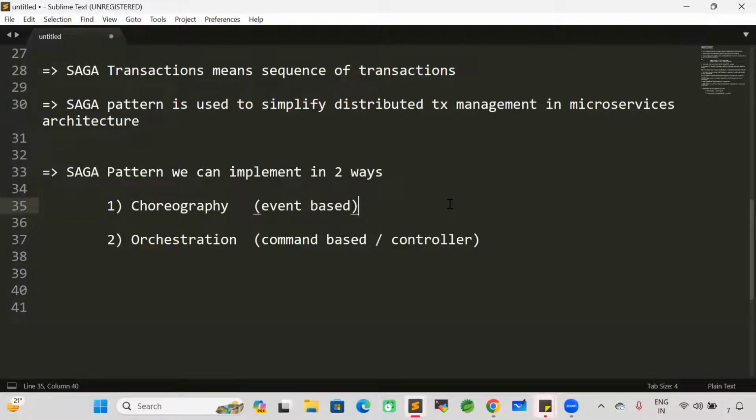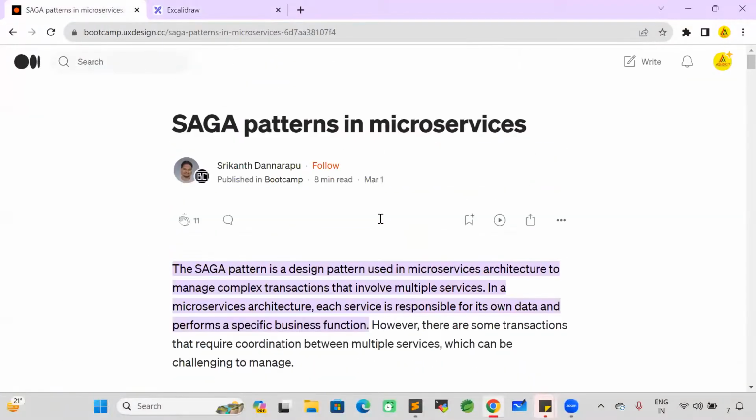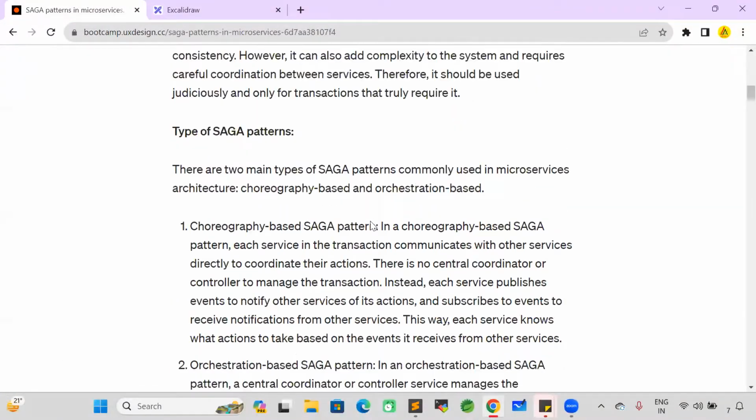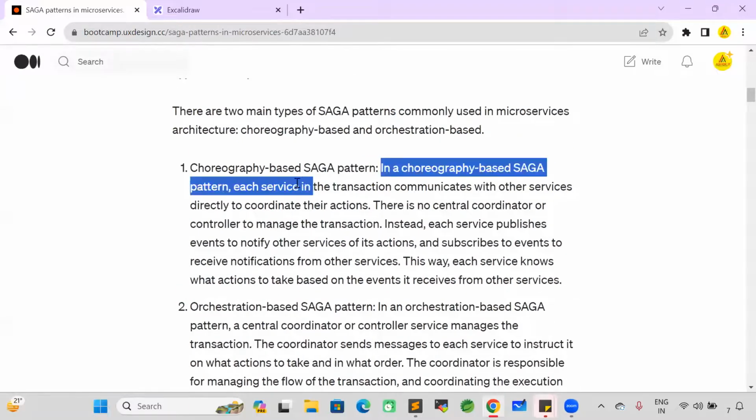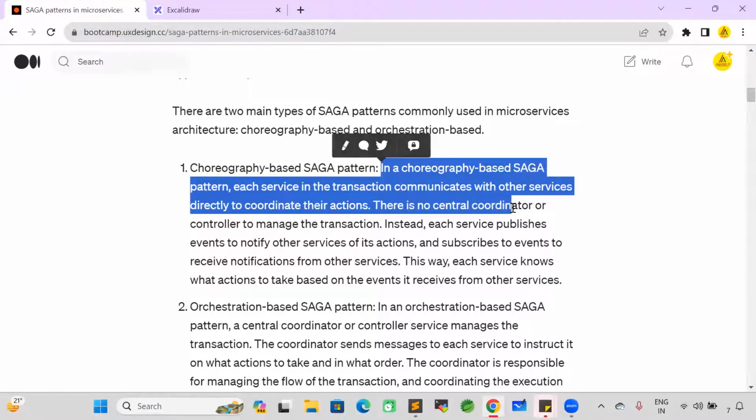When you go for the choreography SAGA pattern, as we discussed here, it will be implemented in an event-driven approach. So in this pattern, each service in the transaction communicates with the other service directly to coordinate their actions. There is no central coordinator or controller here to manage the transaction.